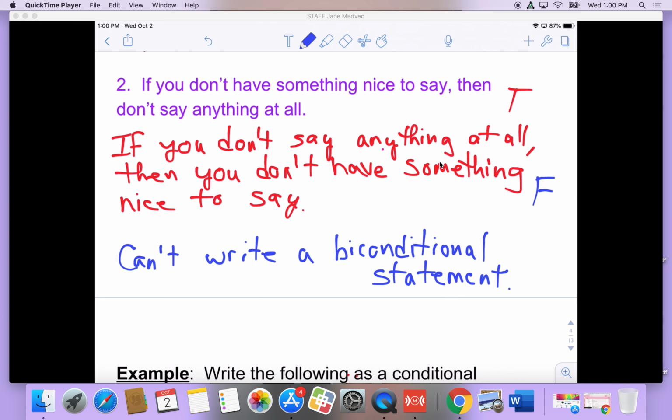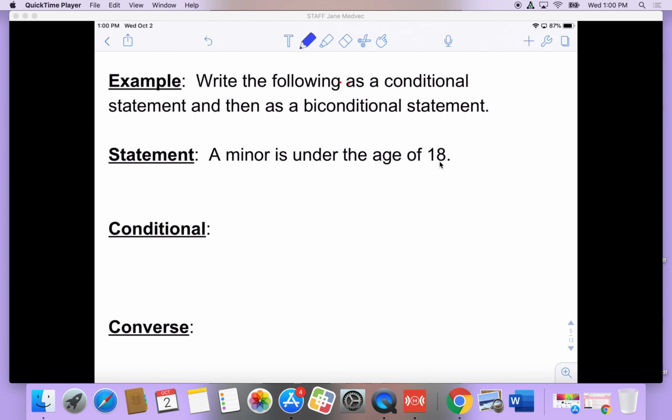Okay, now I'm going to do a couple examples with you so you kind of have an idea of what to do. Tomorrow when we start class, I'm going to start off with a couple examples and then we're going to go from there. All right, here we go. This is kind of how your test is going to be. I'm going to give you a statement. You need to write a conditional statement, you need to write a converse, and then if they are both true, you're going to give me a biconditional statement. So this is very similar to what you're going to see on a test.